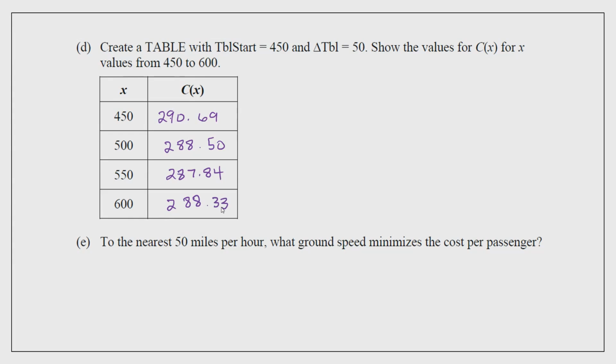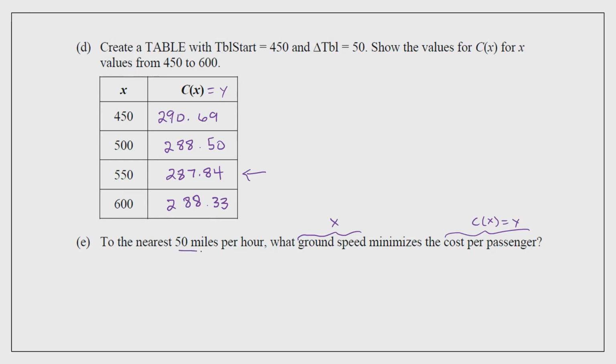So, to the nearest 50 miles per hour, what ground speed minimizes the cost per passenger? Okay, so what ground speed, so what X minimizes the cost per passenger? So that's C of x, which is your Y coordinate. Well, in looking at the table in D, I see here that as my X is increasing, my C of x or my Y is decreasing until it gets to 550, and then it increases again.